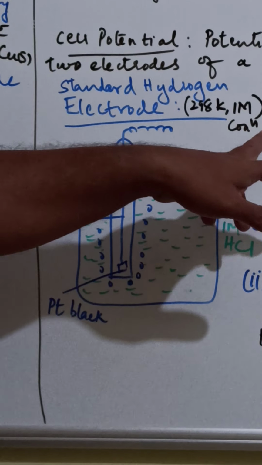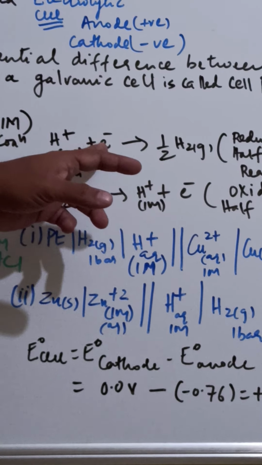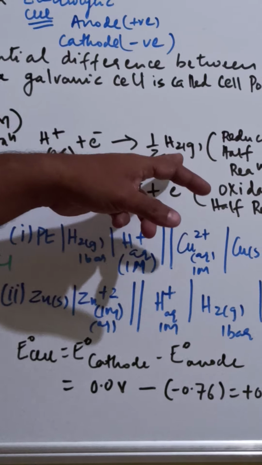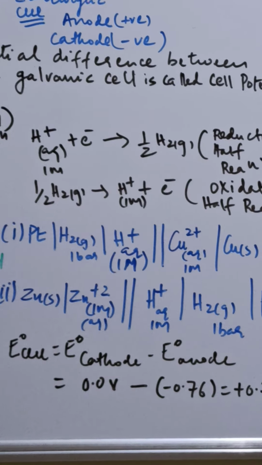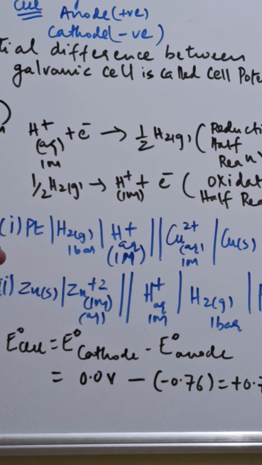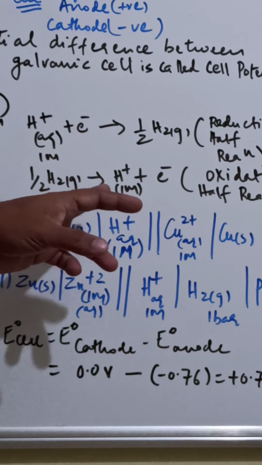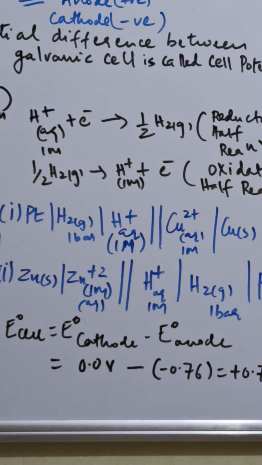Now here, there are two reactions that can be expected. H+ aqueous, 1 molar, gaining 1 mole of electron to give half H2 gas. This is known as the reduction half reaction because there is gain of electron. If it acts as anode, you will have the oxidation half reaction where half H2 gas, the whole reaction gets reversed, gives H+ 1 molar plus 1 mole of electron.